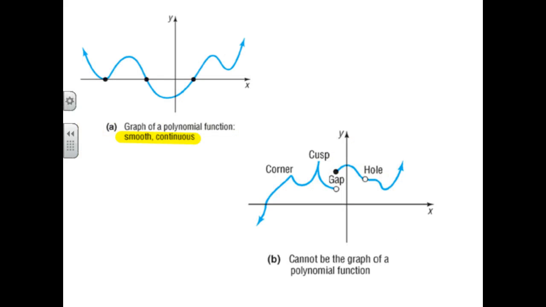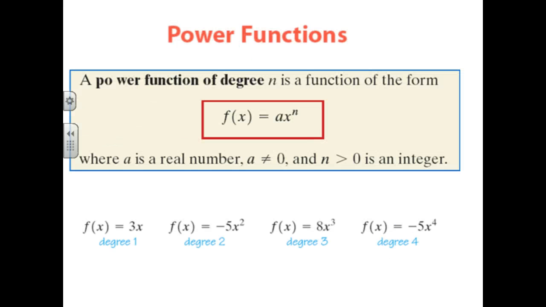So again, smooth and continuous. This is what it should look like. This is what it should not look like. Can't have any sharp corners or a cusp called here. No gaps, no holes in the function. It's got to be continuous and smooth for a polynomial, looking at the graph.